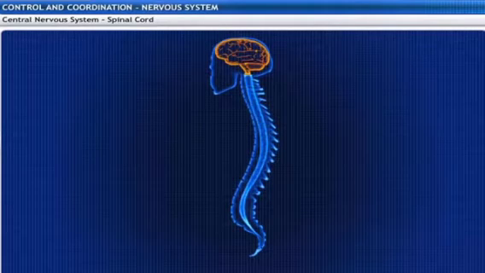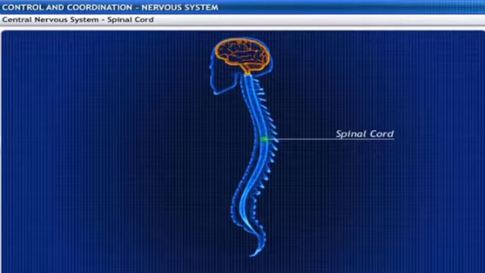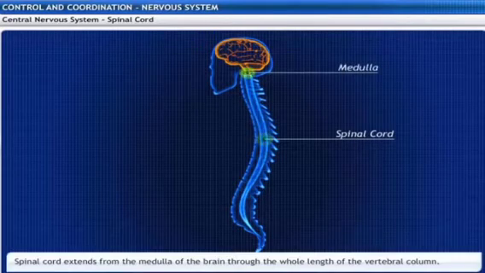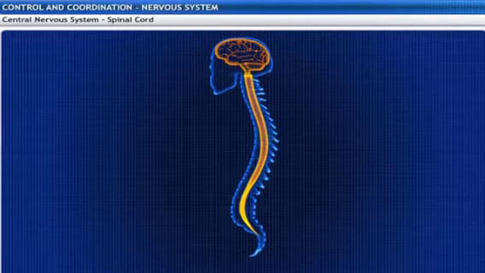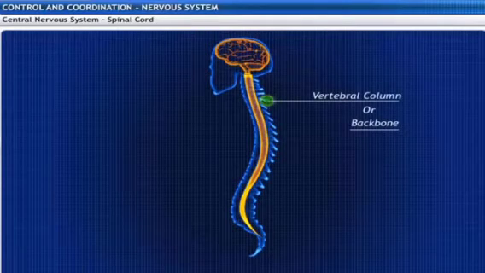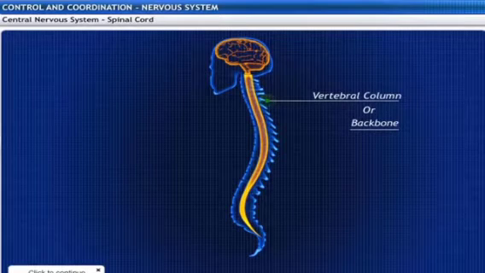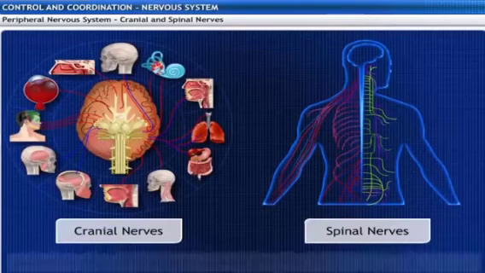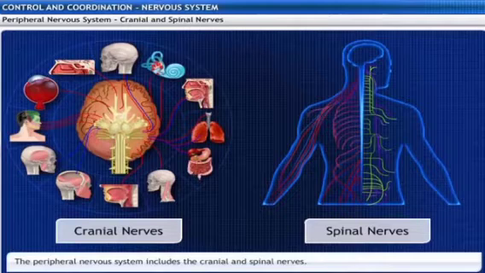The next part of the central nervous system includes the spinal cord. The spinal cord extends from the medulla of the brain through the whole length of the vertebral column and is protected by the vertebral column or backbone. The peripheral nervous system includes the cranial and spinal nerves.